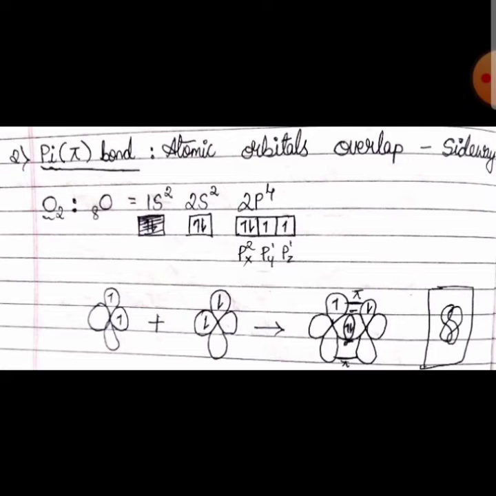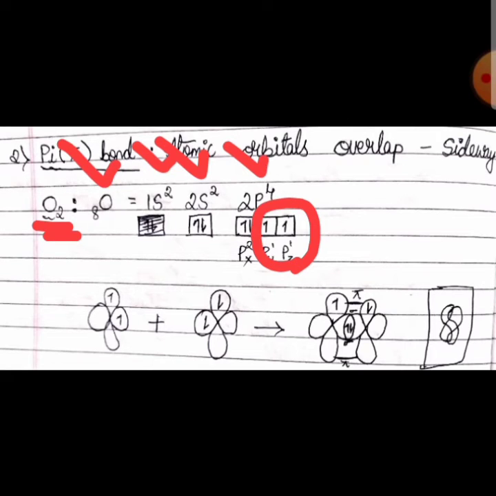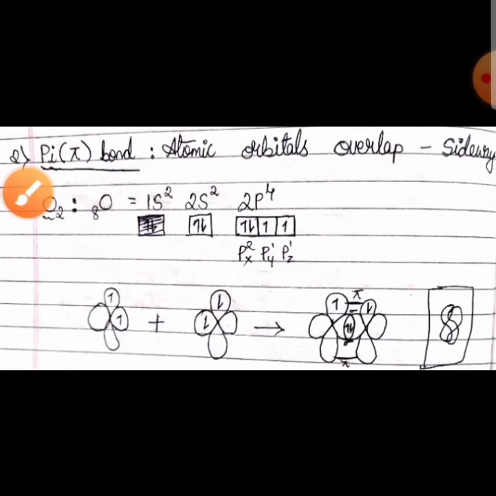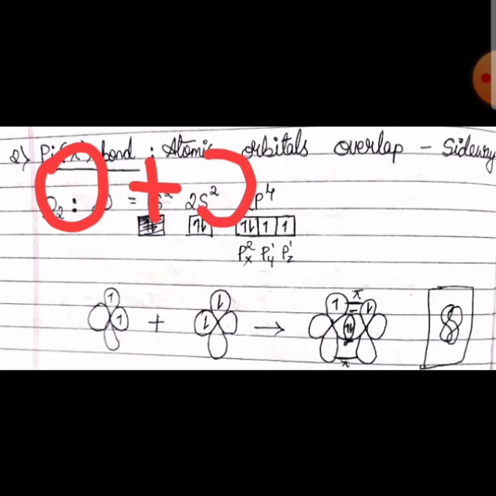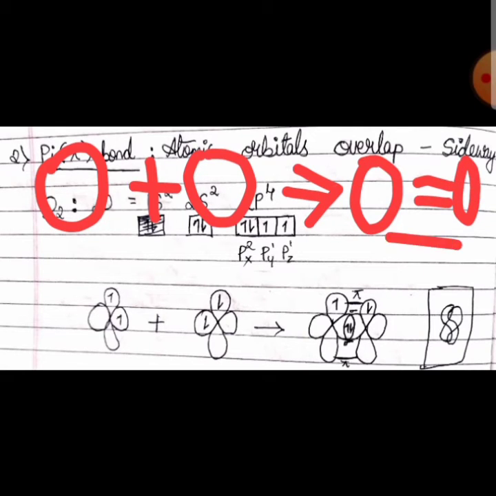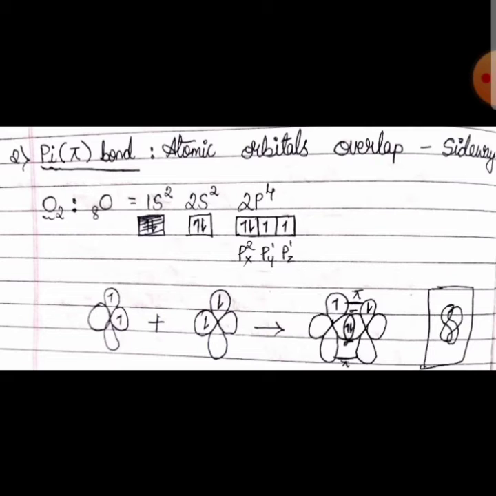So we will take the example of the oxygen molecule. We know oxygen has atomic number 8, electronic configuration 1s2, 2s2, 2p4. You can find two half-filled p orbitals, two p orbitals with one unpaired electron each. Now you can find the overlapping of atomic orbitals between two oxygen atoms so that they can form an oxygen molecule, and between the two oxygen atoms you can find a double bond, two covalent bonds. Among them, one is sigma and one is pi. We are going to see how this sigma and pi bond is created.